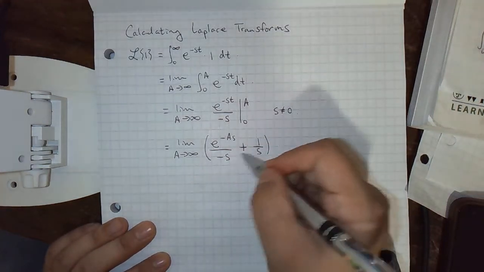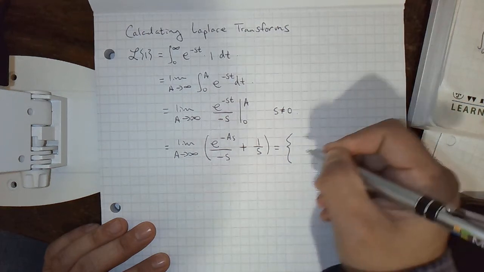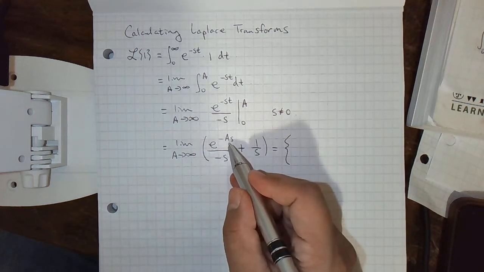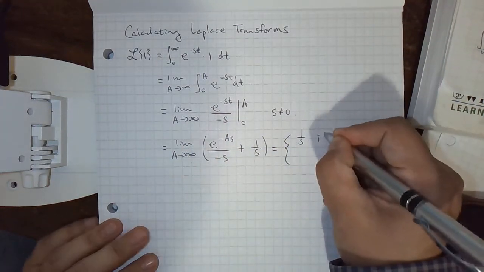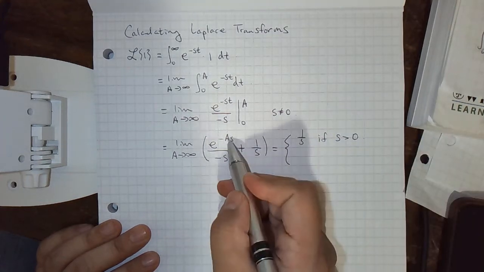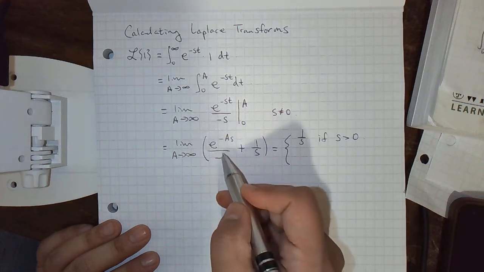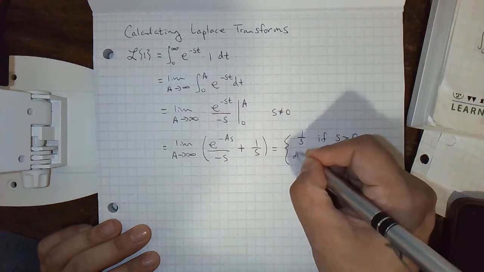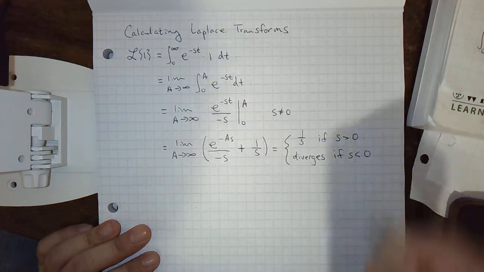Now this depends on what sign s is. If s is positive, and a is a really big number, then e to the negative as is going to be really, really small. So this part will go to 0, and we'll get 1 over s if s is positive. If s is negative, and a gets really big, then this whole exponent will be a huge positive number, and then there will be no limit. So this limit does not exist, or diverges, if s is less than 0.